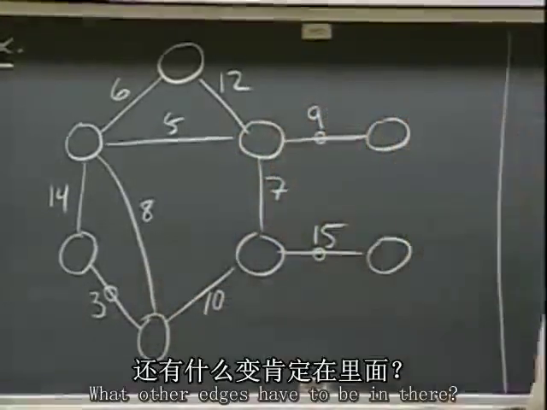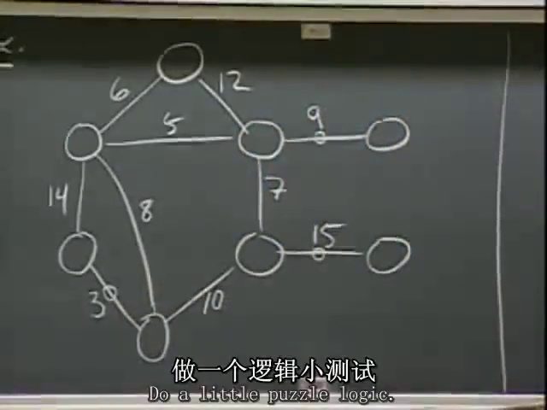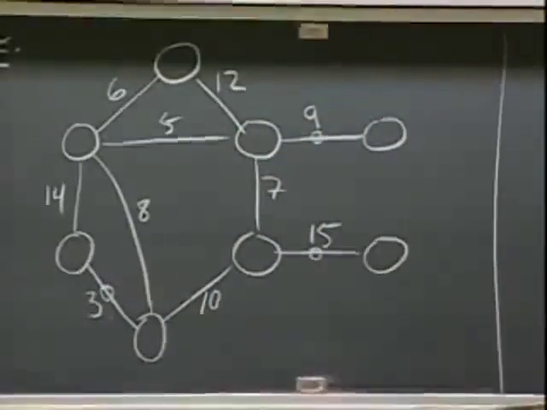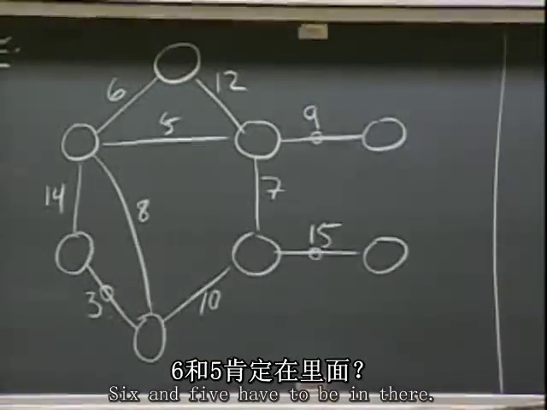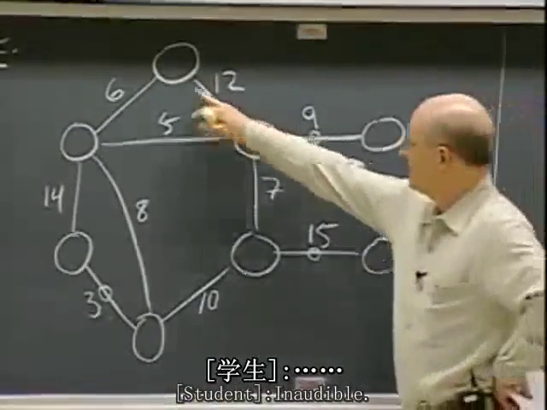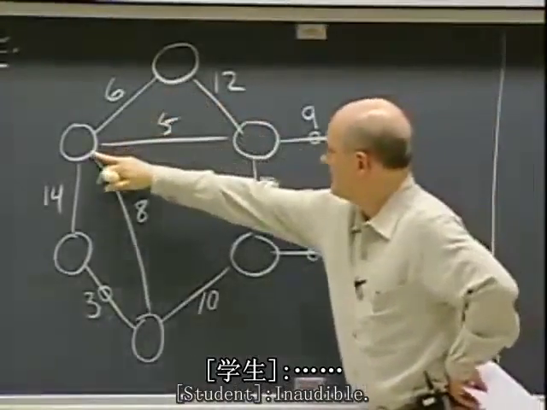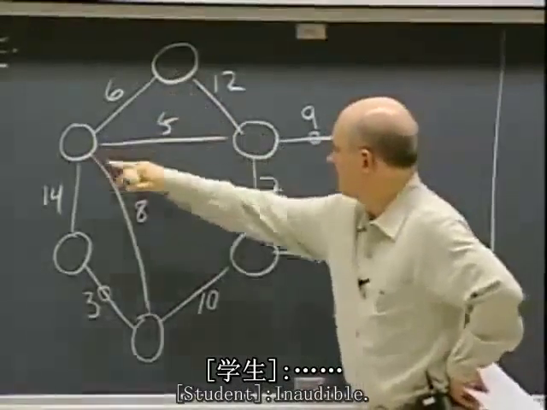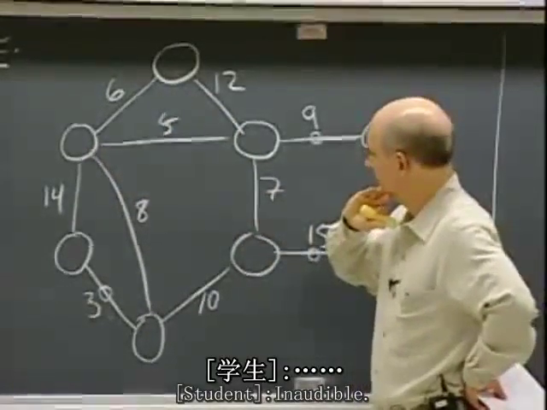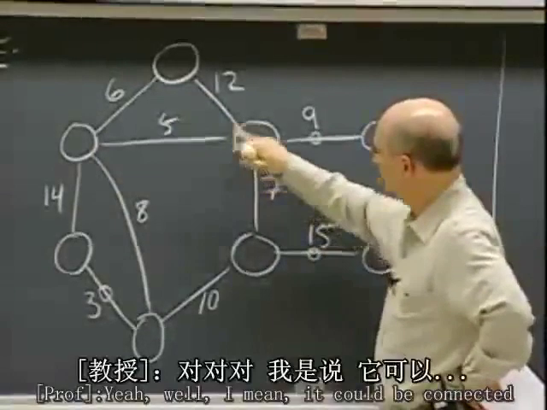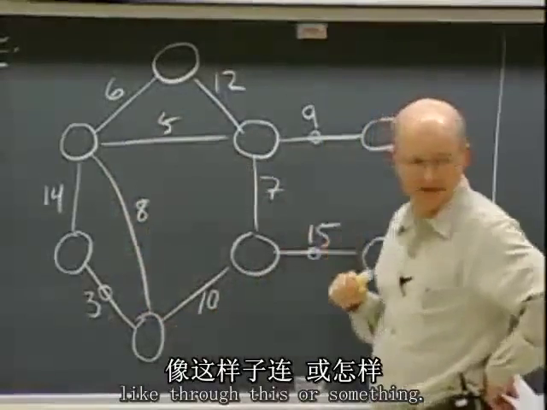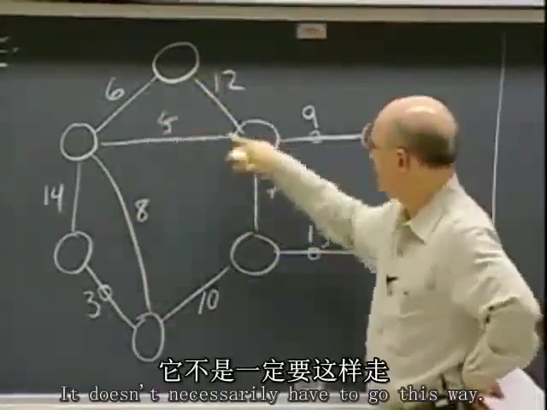What other edges have to be in there? Let's do a little puzzle logic. 6 and 5 have to be in there. Why do they have to be in there? The top node has to be connected to that node to the right. And 6 and 5, you're not going to either have that edge 12 or 6 and 5. Well, I mean, it could be connected through this or something. Doesn't necessarily have to go this way.